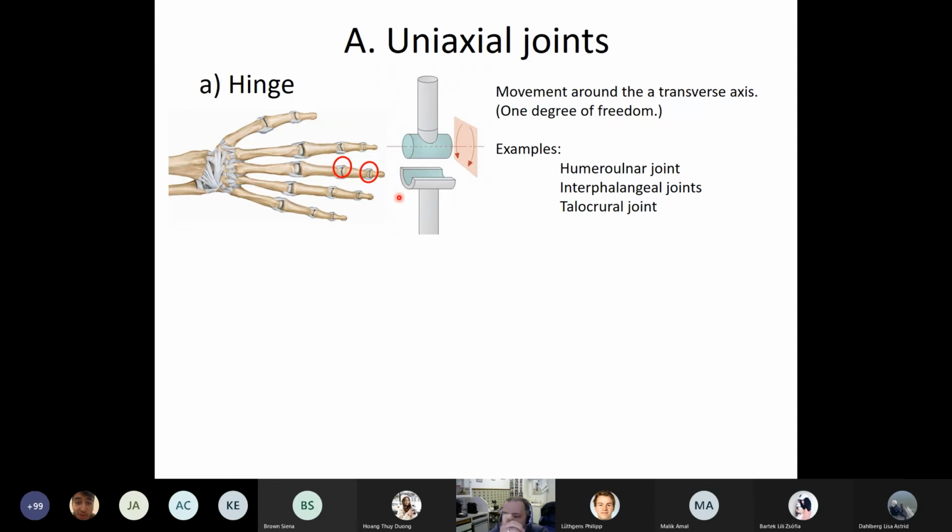You can do this when you move your fingers, you flex and extend your fingers, because the so-called interphalangeal joints are the best examples for that. But the humero-ulnar joint, that allows the movement of your elbow this way, or the talocrural joint, your upper ankle joint, is also a hinge joint, in which case you only have one pair of movements. Collateral ligaments you have typically in these joints.